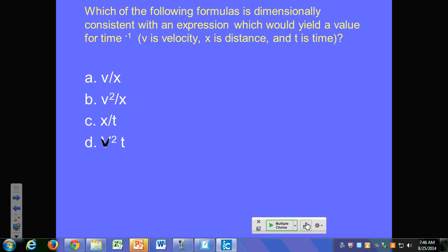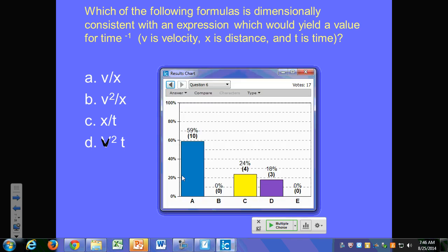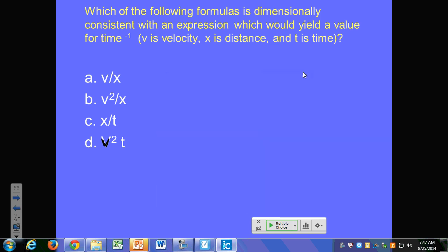All right, let's see what we got here. A is the right answer. Very good. You just want to write in the units like we did before. So v is meters per second, and then x is meters, but it's in the denominator, so I like to write it like that. And so then the meters cancel, and I'm left with 1 over seconds.